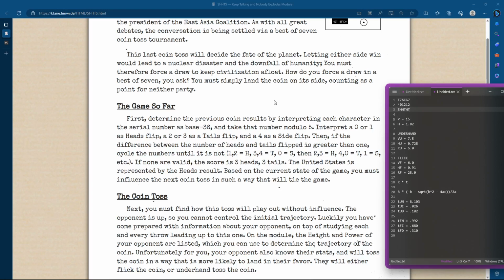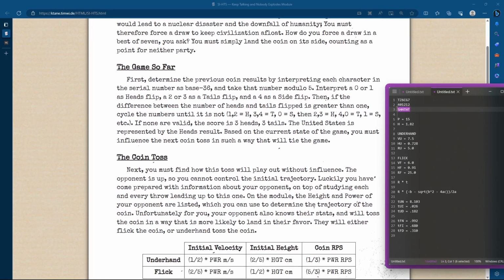Now, if you get these and you have 2 more heads than tails, or 3 more heads than tails, or all heads, whatever, you would cycle through these numbers. So instead of 0 or 1 being a heads flip, 1 or 2 would be a heads, 3 or 4 would be a tails, and 0 would be a side, it landing on its side. And if it's still imbalanced, then you would have 2 or 3 be heads, 4 or 0 be tails, and then a 1 be on the side, etc.